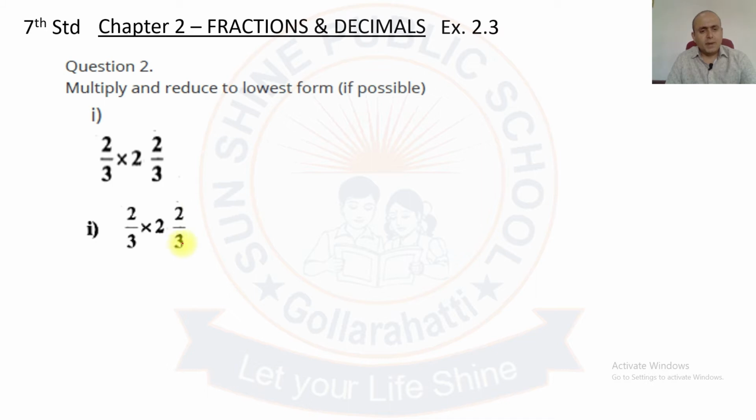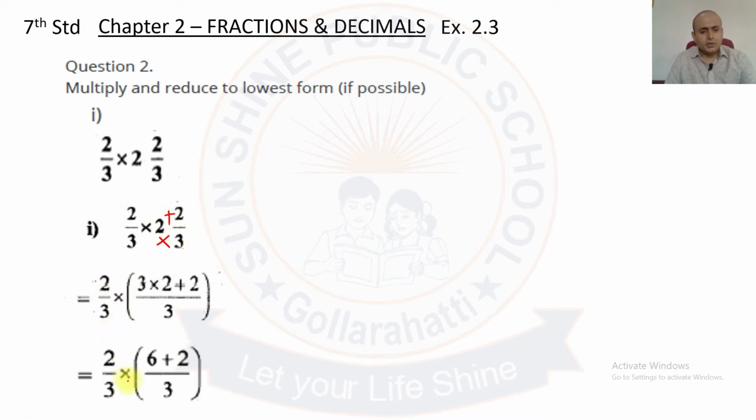To convert, you should multiply the whole number 2 to the denominator and add to the numerator. That is you should multiply 3 into 2 plus 2. This is the formula to convert a mixed fraction into an improper fraction. 2 by 3 into 3 2s are 6. So 6 plus 2 as it is. Now you can add this 6 plus 2.